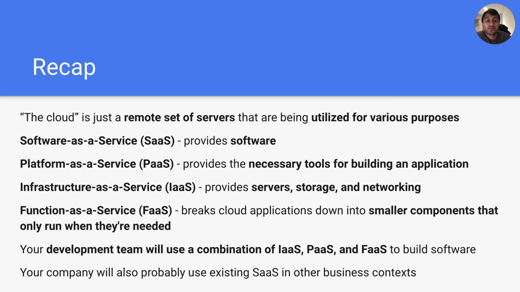Alternatively, you can use FaaS, functions as a service, which break cloud applications down into smaller components that only run when they're needed through a serverless model. Now, instead of renting a bunch of blank template servers and uploading your services to them, you can just upload code to a FaaS provider, which will then provision servers from a shared pool as and when the services receive user requests. Your development team will use a combination of infrastructure as a service, platform as a service, and functions as a service to build software.